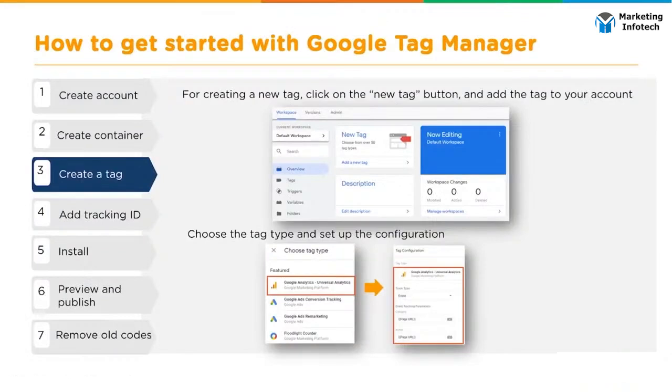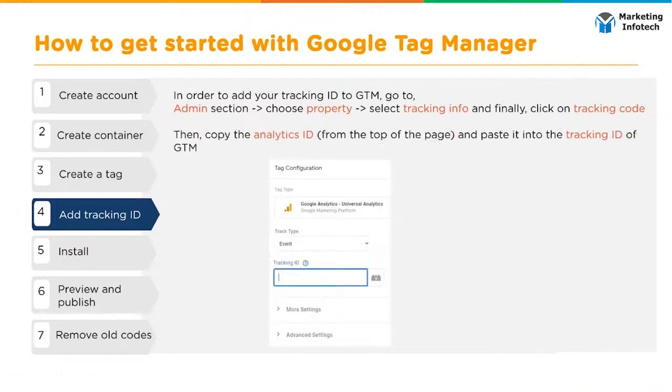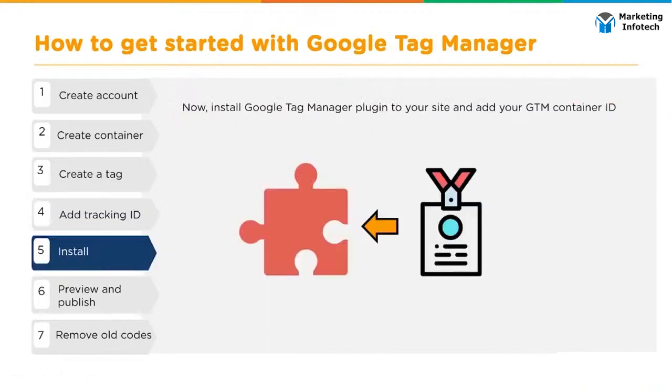So again, let's take a step back here. You're going to choose new tag. You're going to choose Analytics from the drop down menu. You're going to choose page view. Then basically you're going to add your tracking ID so you can set up the variable. Okay, you're going to add that tracking ID and then voila, that's your tag with a variable.